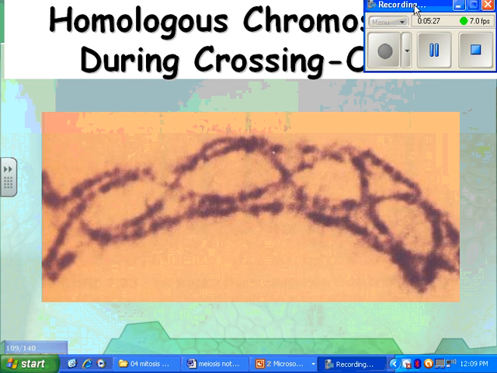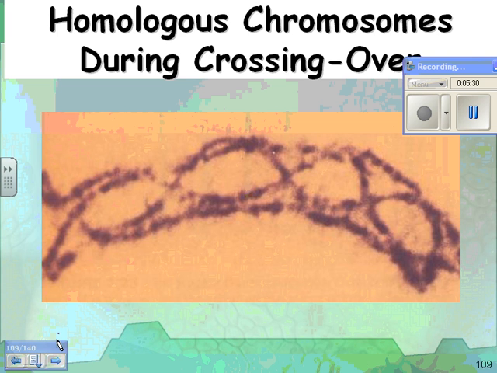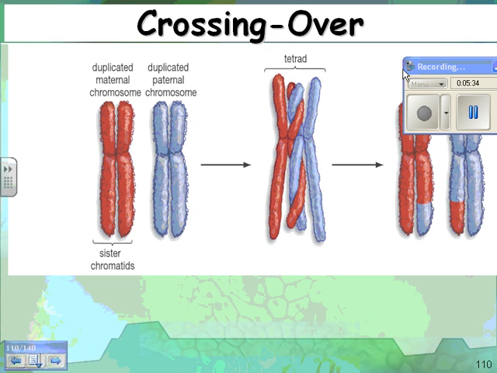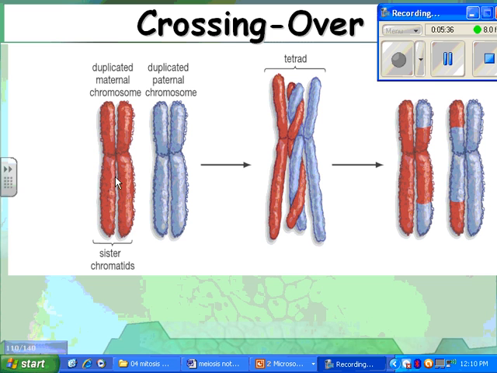So here's just a picture of homologous chromosomes during crossover. And here's another picture of crossing over. So we're going to say this is maternal, from your mother, this is from your father, and they're both in you. And here's what happens when you make eggs. You can sometimes have a double crossover.